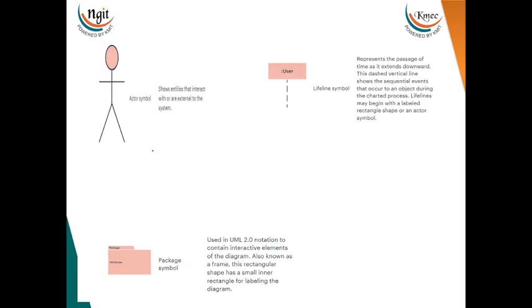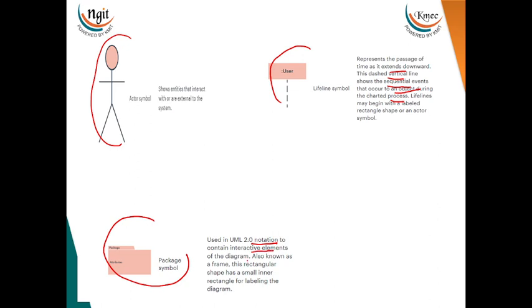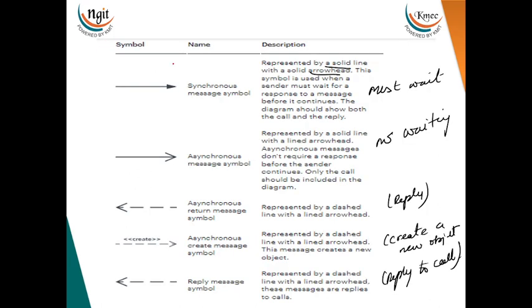This is the object box. This is an actor which uses it. This is a lifeline symbol, which represents the passage of time extended downward, showing how it behaves. The vertical line shows the sequence of events occurring to the object. This is a package symbol, which is notated in UML 2.0 notation and contains interactive elements in diagrams. Correct. So let's take an example, and these are arrows.